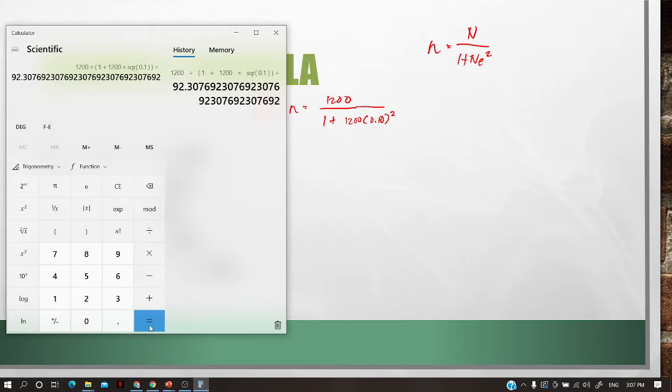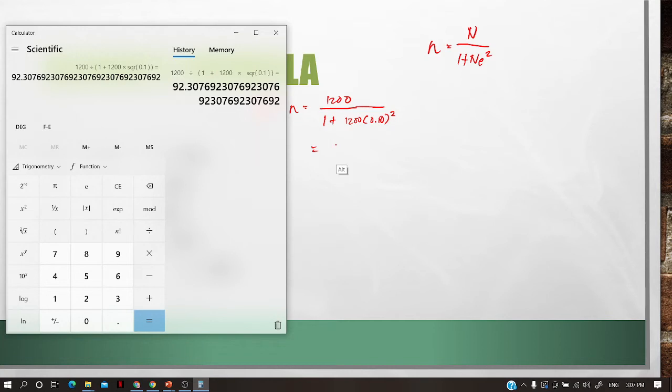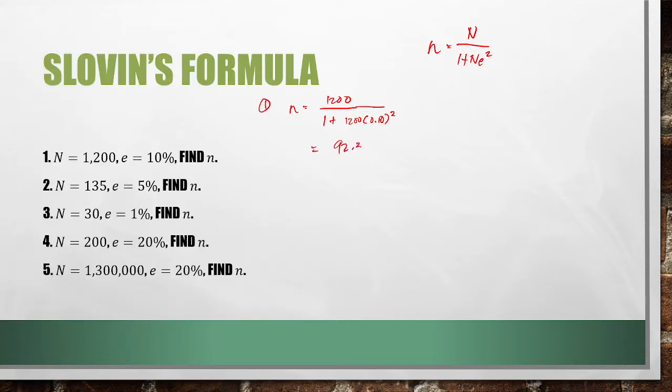The rule in computing the sample size is that we usually round up. As you may see here, we have 92.3. If we have 92.3, we just round up, so that will be 93. What is the basis behind the rounding up? Because we don't have 0.3 of a person. So why round up? Because we will be assuming the higher number.